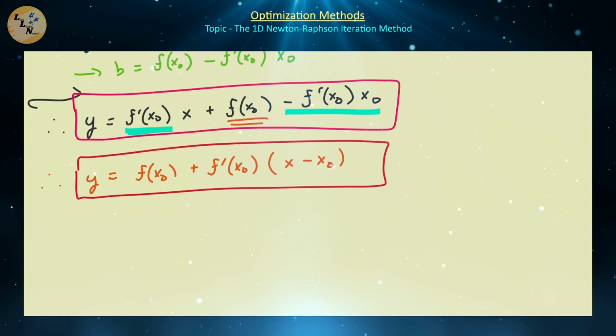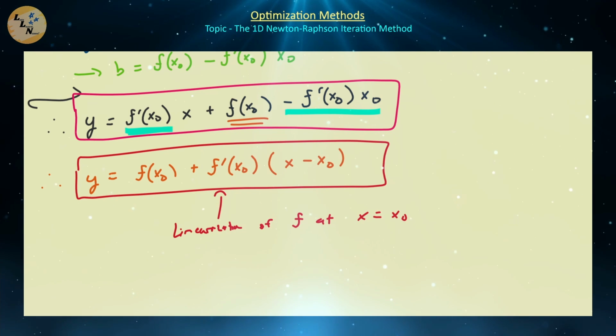And if you're familiar with Taylor series from one-dimensional calculus, you should realize that these are just the first two terms of the Taylor series centered at x is equal to x0. And some people will also refer to this as the linearization of f at x is equal to x0. Okay? So now we have the equation of the line L.